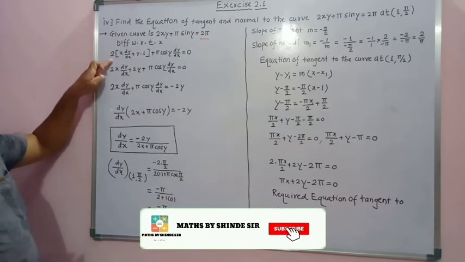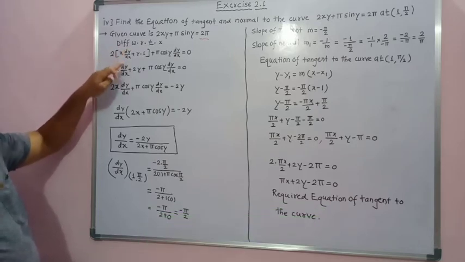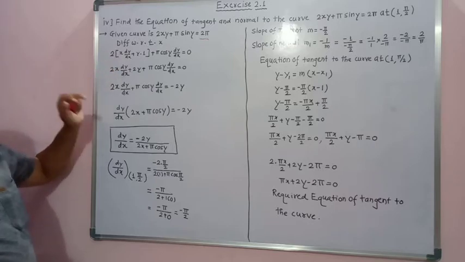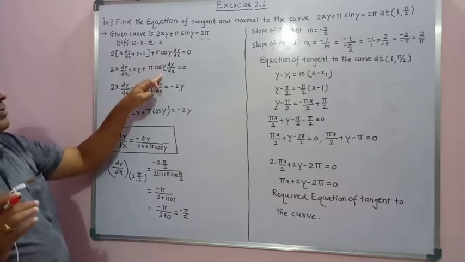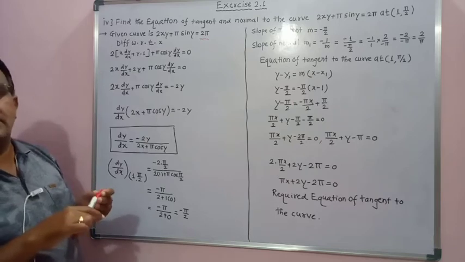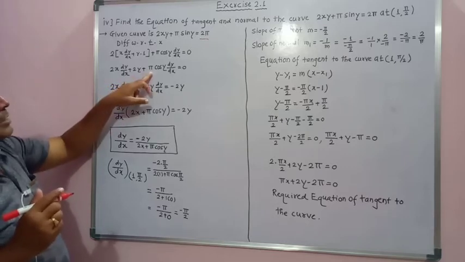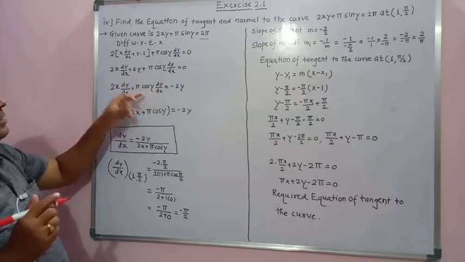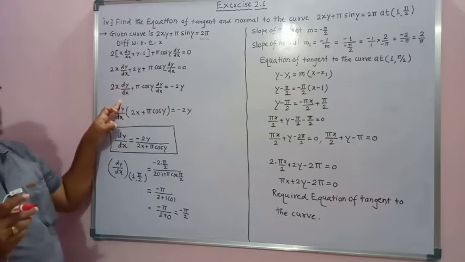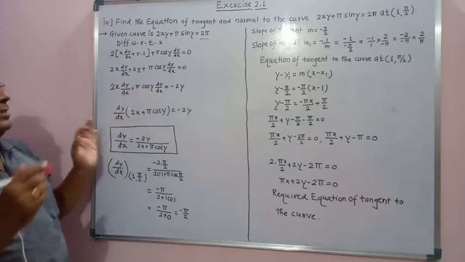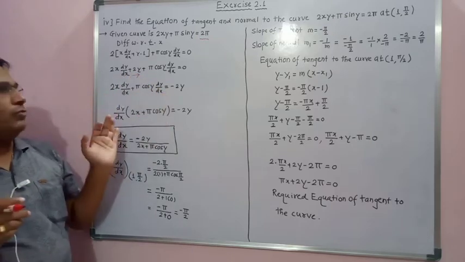Okay, 2 into x into dy by dx, that is 2x into dy by dx, plus 2 into y is 2y, plus pi into cos y into dy by dx, equal to the right side, which is 0. Therefore, equating the similar terms, 2x into dy by dx plus pi into cos y into dy by dx equal to, transposing 2y to the right side, minus 2y.